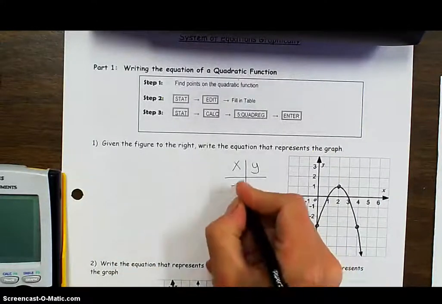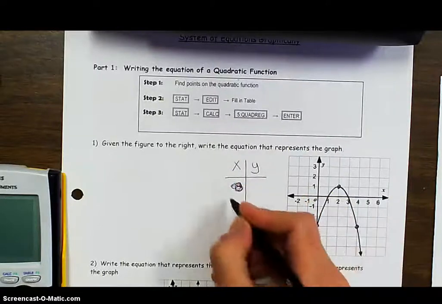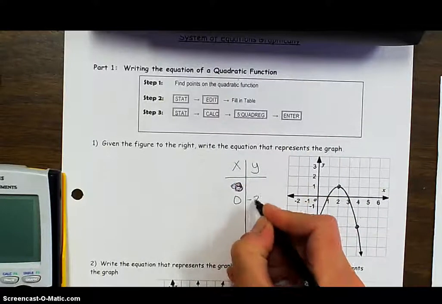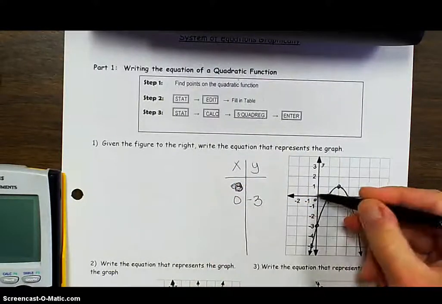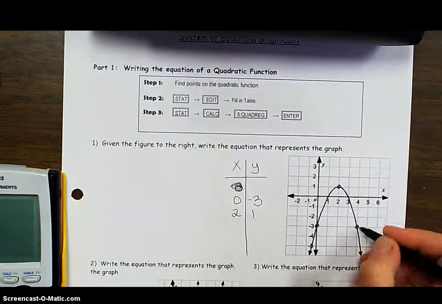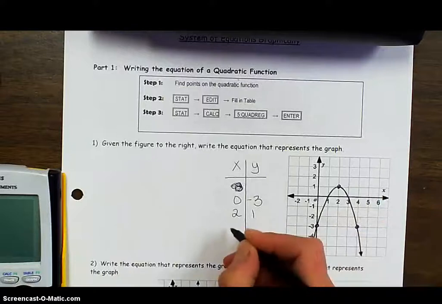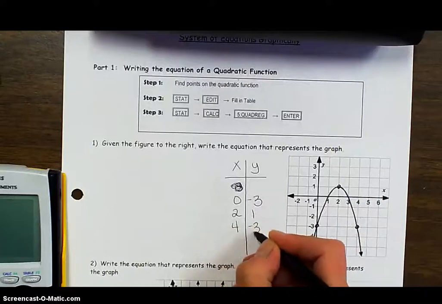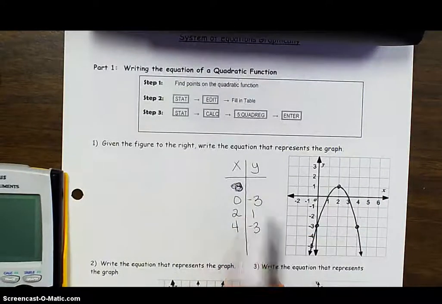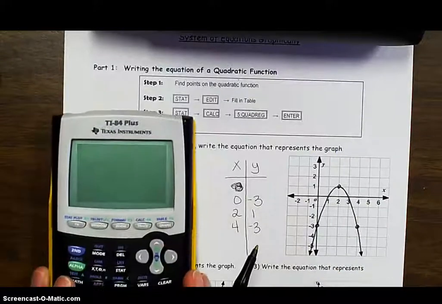Ooh, that's incorrect. This would be the point 0, -3. This would be the point over 2 up 1, so 2, 1. And this down here would be the point 4, -3. Now, I want to find the equation of this quadratic. So we're going to let the calculator do the work for us.